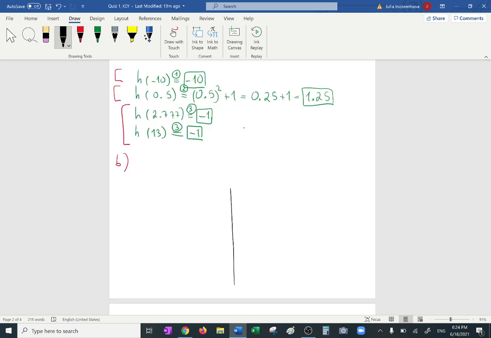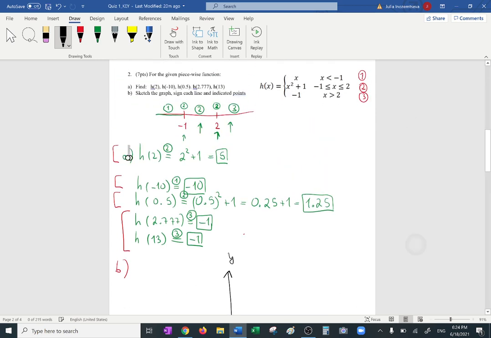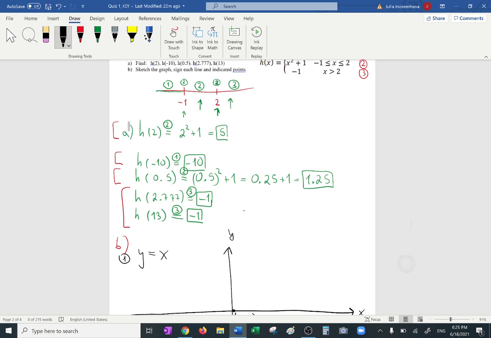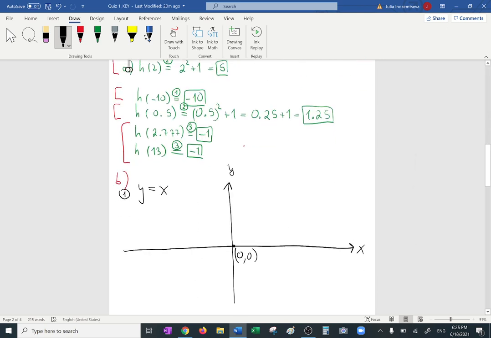Let me sketch the y-axis and the x-axis and the 0, 0 part. So function number 1 is y equals x. That's function number 1. Y equals x is just a diagonal line. Let's put it in green. Y equals x. That is my line number 1.